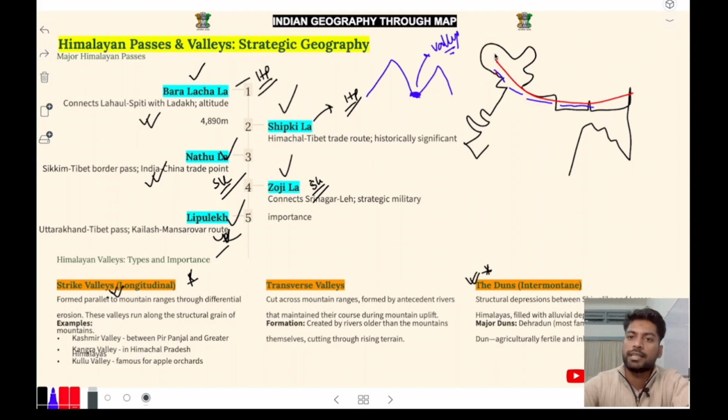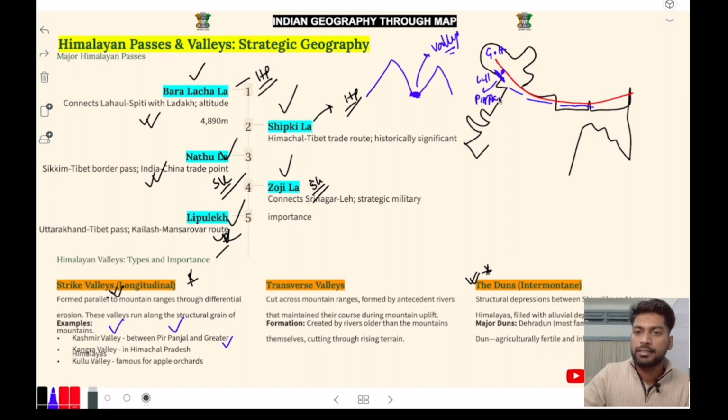Look, this is your Greater Himalaya and this is your Lesser Himalaya. In between these two there will be a valley. So remember, Kashmir Valley lies between Pir Panjal and Greater Himalaya. Look, Greater Himalaya, this red color, and this small blue color is your Pir Panjal. Pir Panjal we learn in Lesser Himalaya. Lesser Himalaya is not a continuous chain, it's a series of chains. So the first chain, first mountain range, you can say, is Pir Panjal.